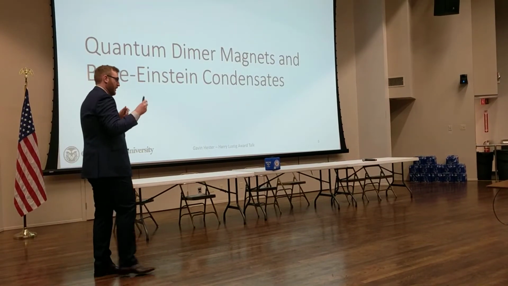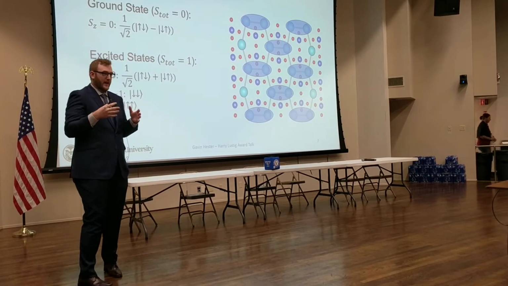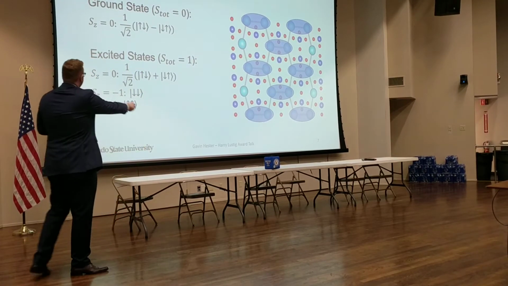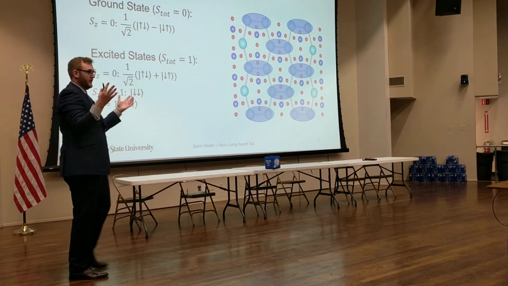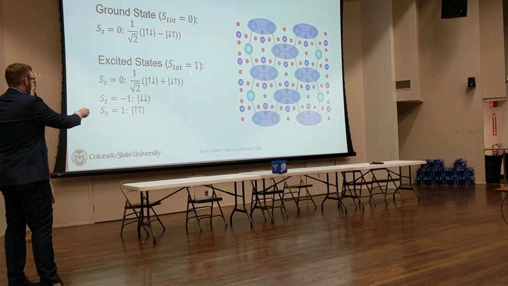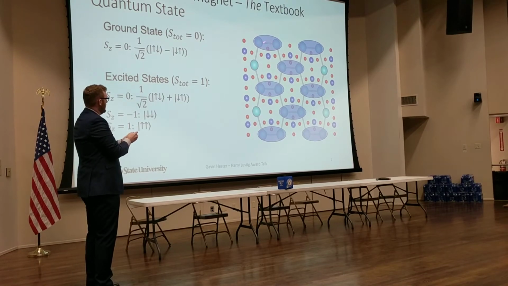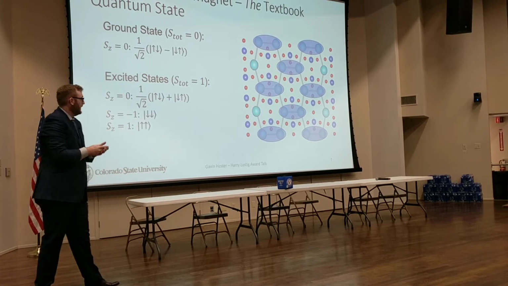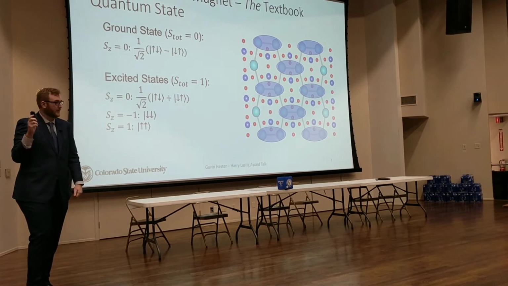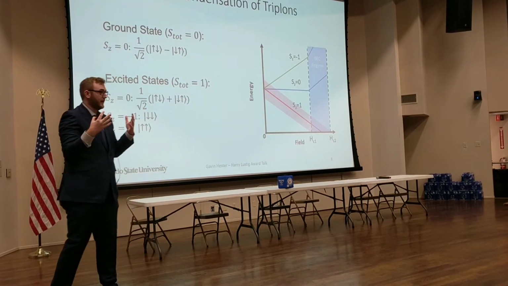So, it's in the title, so I should probably discuss quantum diamond magnets and Bose-Einstein condensates. The quantum diamond magnet I like to think of as the textbook quantum state. You probably recognize this ground state from seeing what two entangled fermions do in your undergraduate physics class. And then we have a set of triplet excited states. If you put this on a lattice, you can imagine these two spins here are actually slightly closer than these two spins, and so these two spins could entangle to form this ground state, and it would have these triplet excited states.